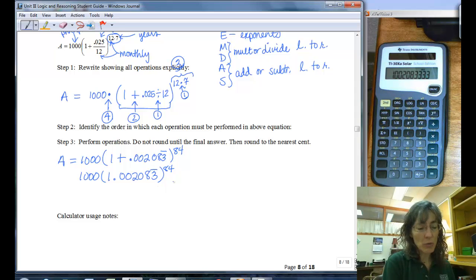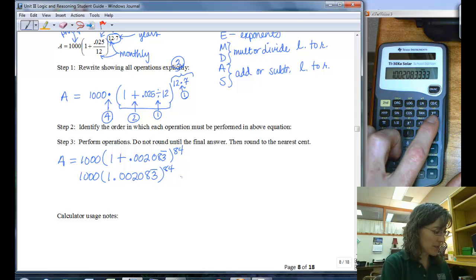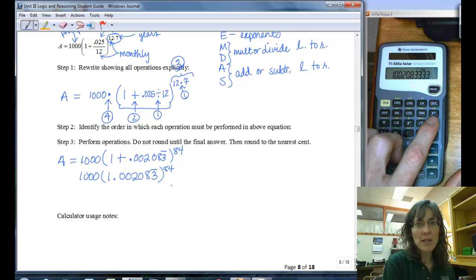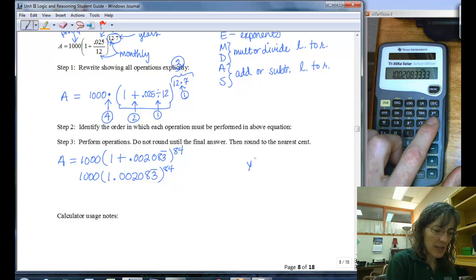Now I'm ready to do number 3, which, if you remember, was our exponent. So we're going to handle the exponent next. So to the 84th. To do that on my calculator, I have this key here that is y to the x. That's the key I have for my exponent. You might have one that's a little bit different.